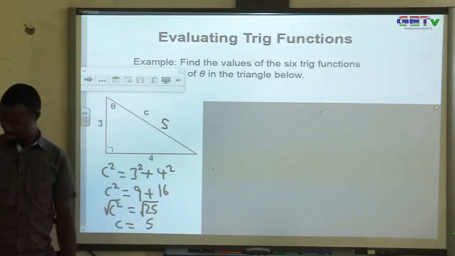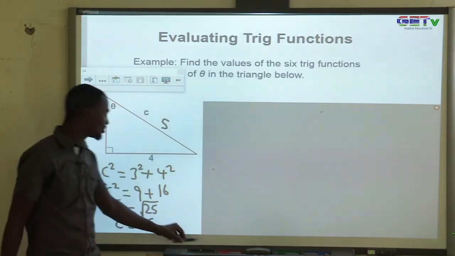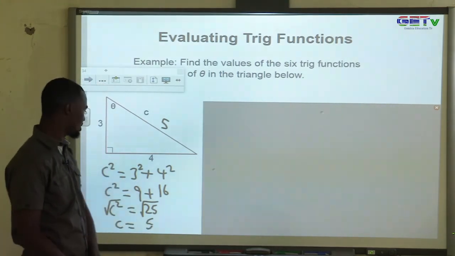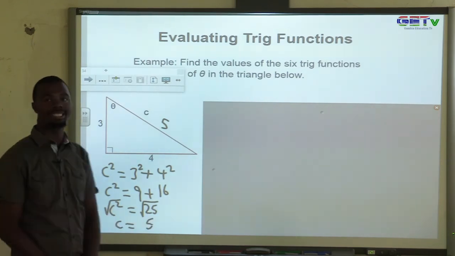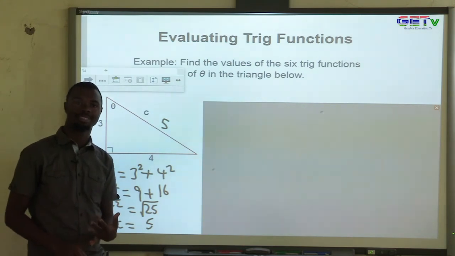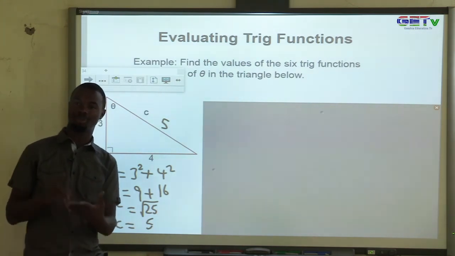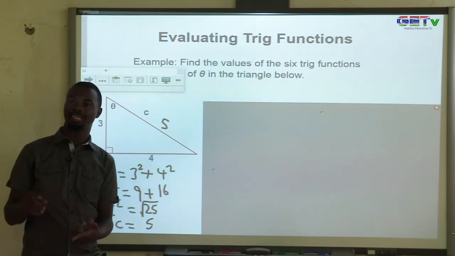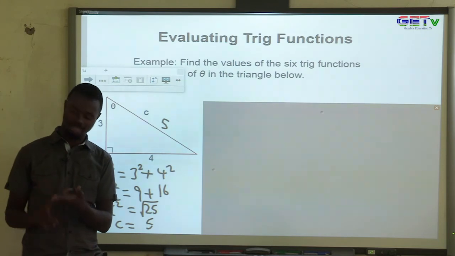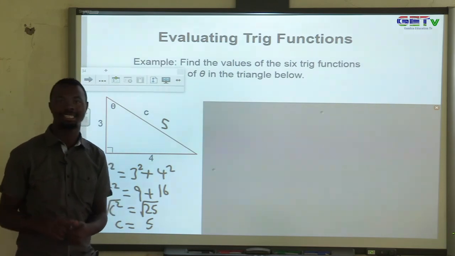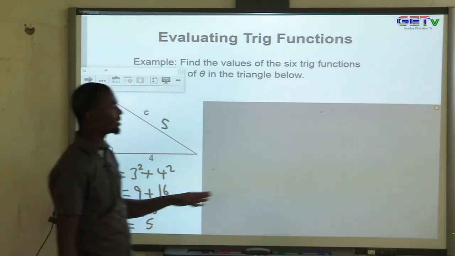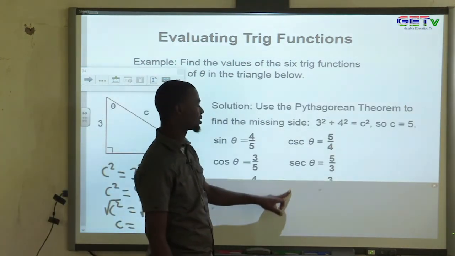We have 3 on the adjacent. And we have 4 on the opposite, the one that is directly opposite the theta. Now how do we find these 6 trig functions? We should find sine, we should find tan, we should find cos, then we should find their reciprocals again. That is what makes it 6. That is cosec, sec, and cot. So we find that, and this is what you will have.